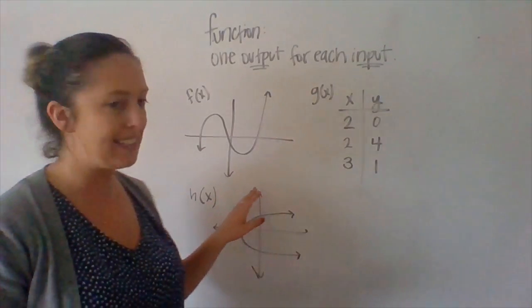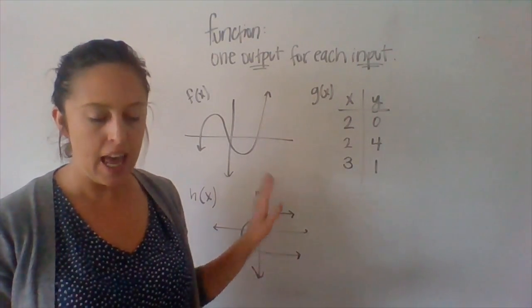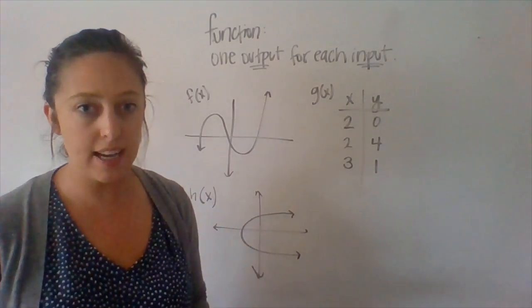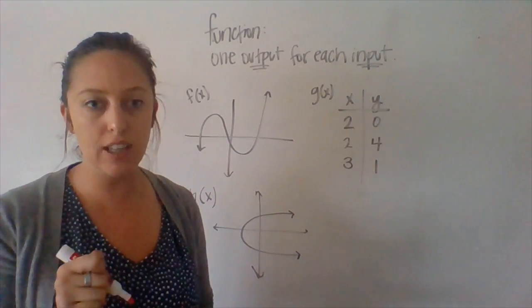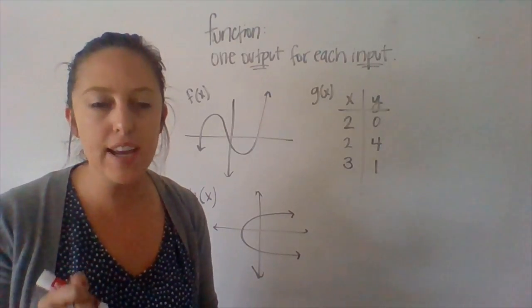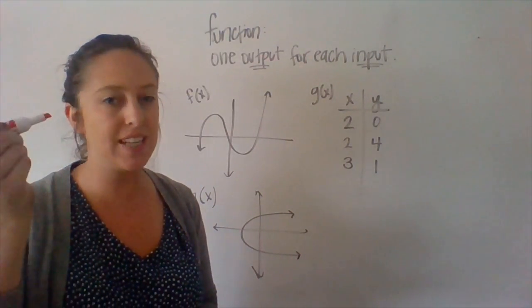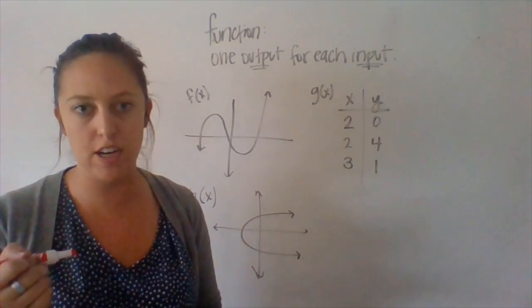So we can test that by just looking at our graphs and doing something that is called the vertical line test. And the vertical line test really is to just draw a vertical line through your graph and see if it hits more than once. Because if it does hit more than once, that means that my points are stacked on top of each other and it is no longer a function.